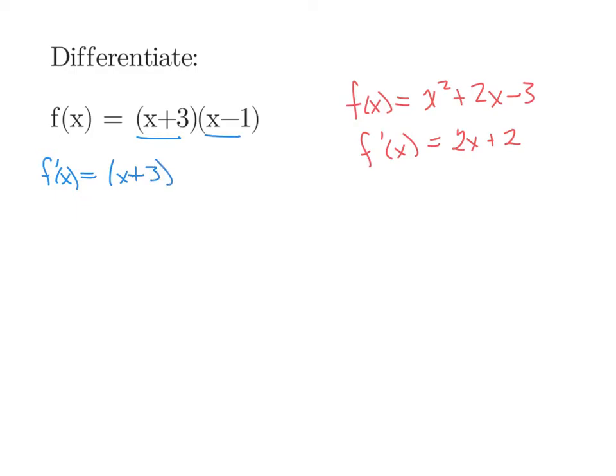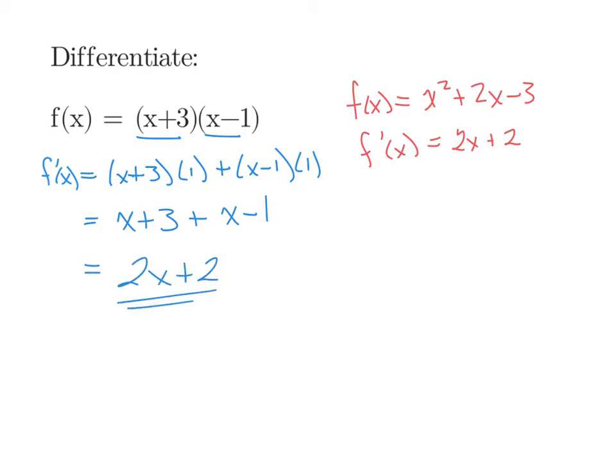d2, so the derivative of x minus 1 is just 1. 1d2 plus 2d1. The 2 is the second function, the x minus 1, times the derivative of the first function. Again, 1. Now when we simplify this, what we're left with is x plus 3 plus x minus 1, which is that 2x plus 2 that we were hoping for.